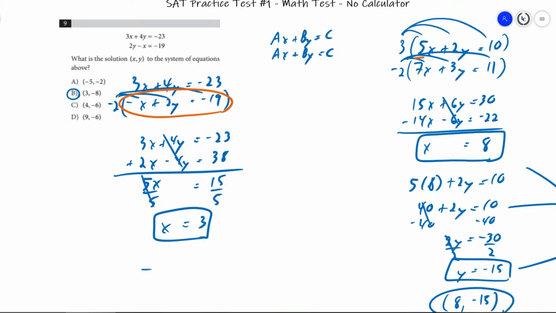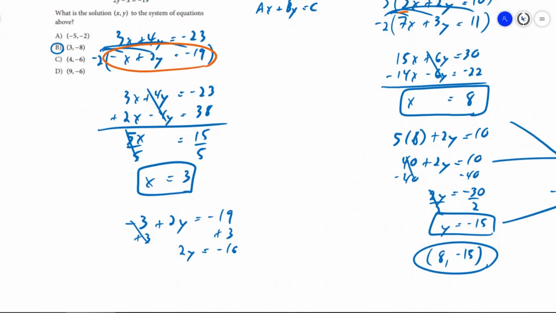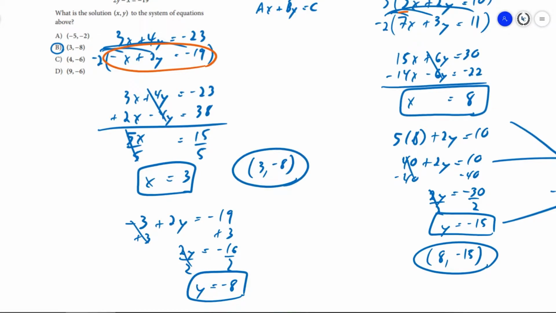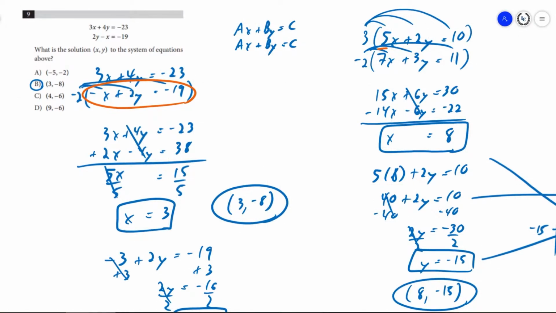So plugging the x in, it's negative x, so negative 3 plus 2y equals negative 19. Then you could add the 3. 2y equals negative 16. And then just dividing both sides by 2. Y is negative 8. So again, get used to expressing the solution to a system as the point where the two lines intersect. So 3, negative 8, and you can see that that's B there.